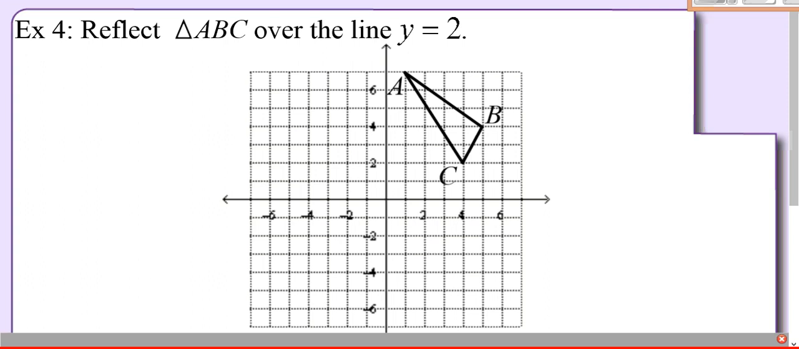We're going to reflect over the line y equals 2. So draw in that line, y equals 2. The reflections are pretty easy when they're drawn out. C is going to stay put. B, move 2 spaces down below. And A, you just got to count it out. 1, 2, 3, 4, 5.